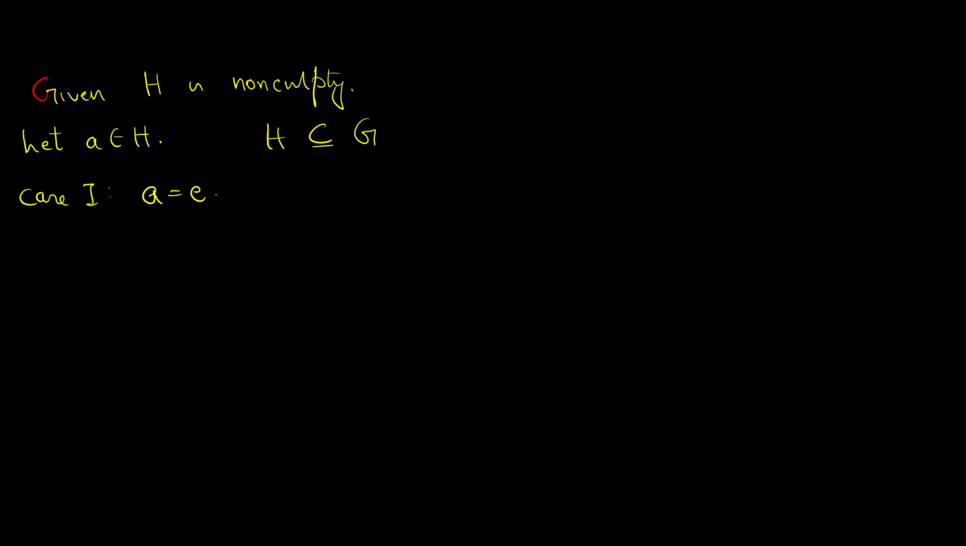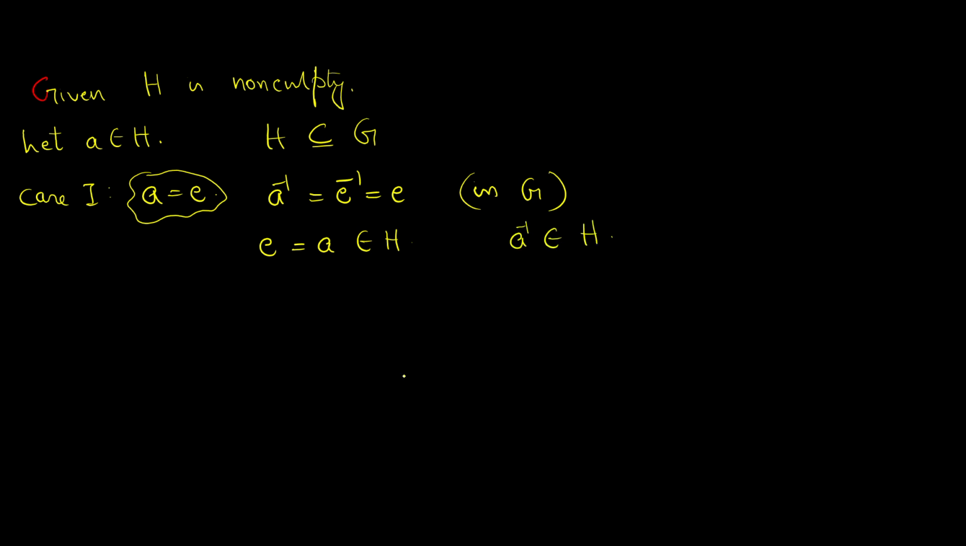a is equal to the identity element in the group. In this case, what is a inverse? That will again be the identity element, because in the group G, a is an element of G, and a inverse exists. That a inverse will be the identity inverse, which is nothing but the identity. Now this identity element is equal to a, and it is given to be in H. So if a is equal to e, then trivially a inverse will also be in H. In case 1, when a is the identity element, its inverse, which is again the identity element, is present in H. In this case we are done.